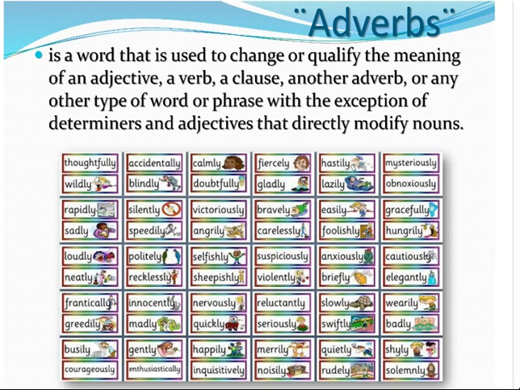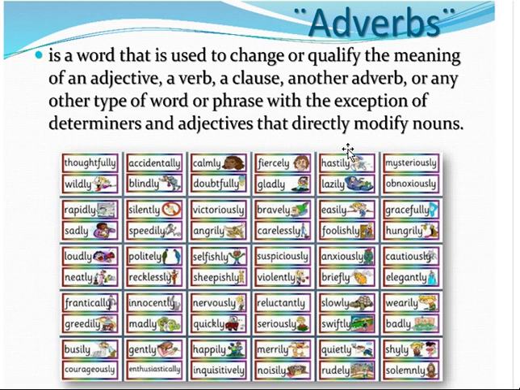Another is adverb. Students, one thing only you should keep in mind is that as an adjective is telling the quality or something more about a noun or pronoun, in the same manner adverbs are telling something about a verb. Or in other words, adverbs are telling how the actions are done. Simply, an adverb is a word that is used to change or qualify the meaning of an adjective, a verb, a clause, another adverb, or any other type of word or phrase, with the exception of determiners and adjectives that directly modify a noun. Simply, an adverb is a word which tells more about a verb, in which manner the work has been done.